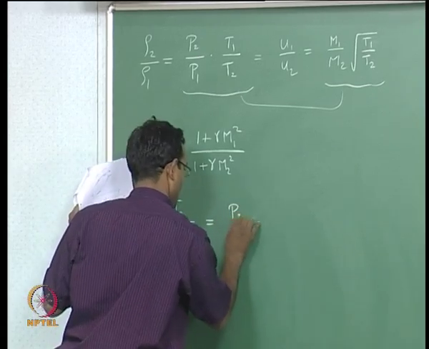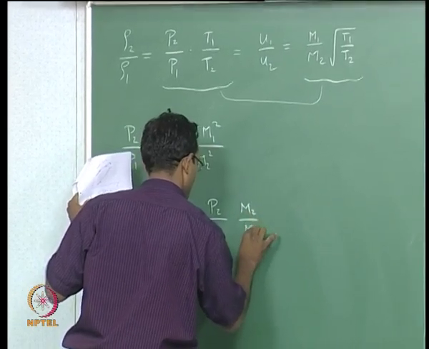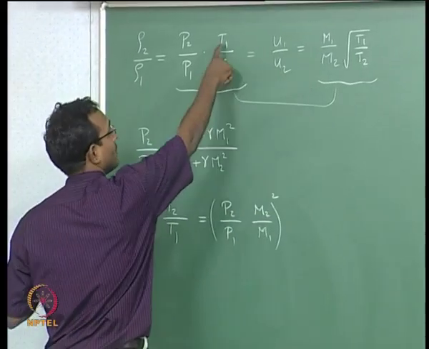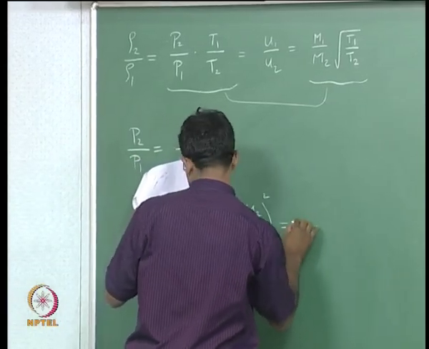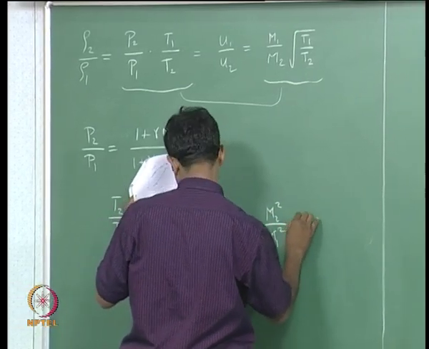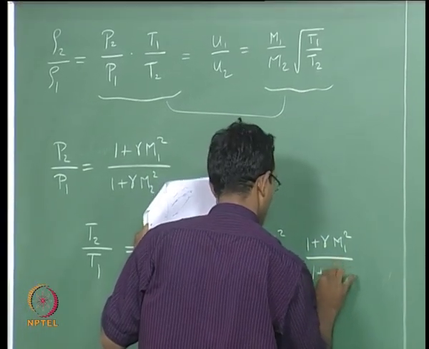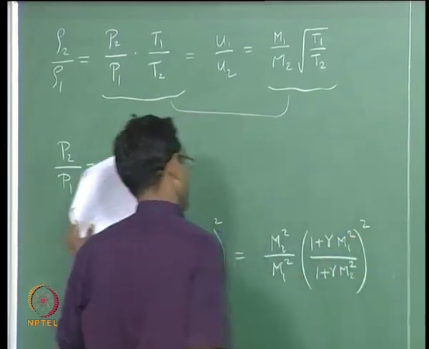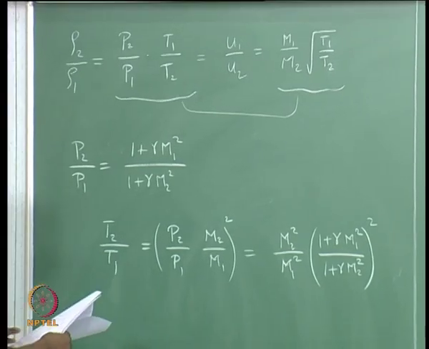and that will be P2 by P1 multiplied by M2 by M1 whole square. Okay, the square comes from the square root and this reciprocal. Okay, you will get to the square root anyway. So, that expression comes out to be M2 square by M1 square times 1 plus gamma M1 square by 1 plus gamma M2 square. Okay. This is an expression for T2 by T1.